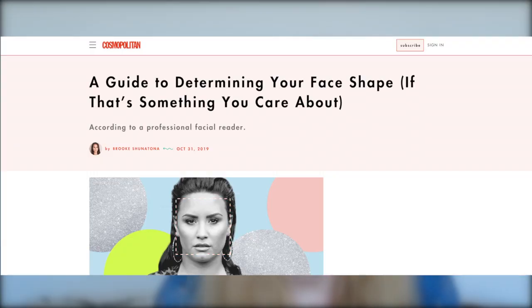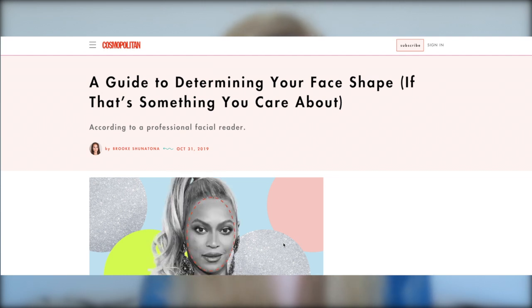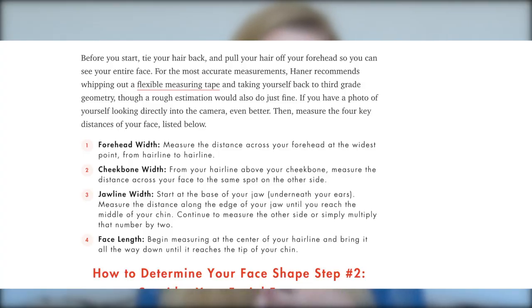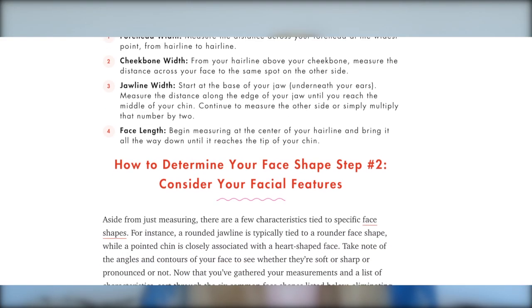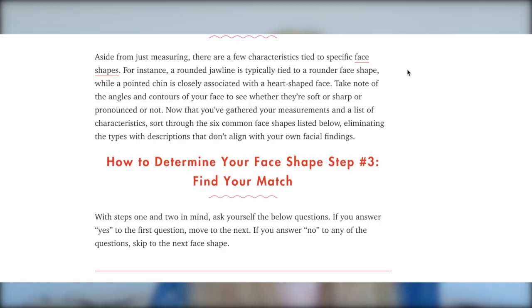Let's get to it. So this is the website that I found. It's a website by Cosmopolitan and it's called A Guide to Determining Your Face Shape, if that's something you care about. So what I did first was I took a picture of myself, this one. I know it's not the best one. And then I just took a ruler and I measured my forehead width, cheekbone width, jawline width, and face length. Then it says to consider your facial features, and I thought it was a little bit difficult. Basically, it tells you that you have to look at if your jawline is rounded, if you have a pointed chin, and then step number 3, how to determine your face shape, find your match.